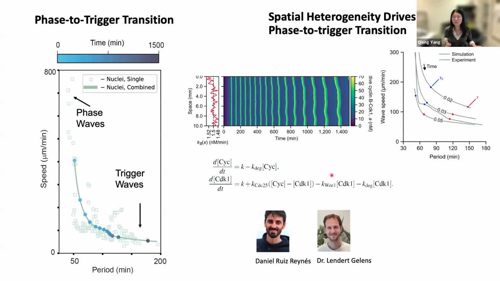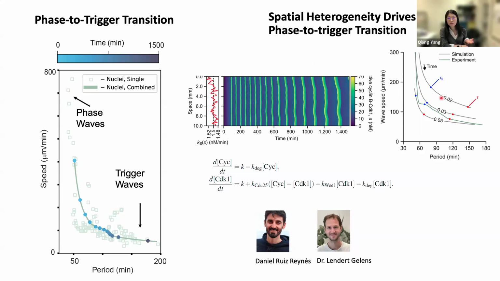To really understand the nature of the transition, we collaborated with Dr. Lander Gallons and Danny, a postdoc in his lab. They built a two-dimensional partial differential equation model system. What they found is that the synthesis of the second B, as I mentioned, is important to drive the oscillator. And the heterogeneity of this synthesis rate across space is important for the transition. If you increase the heterogeneity, you get faster and faster entrainment from phase to trigger wave.